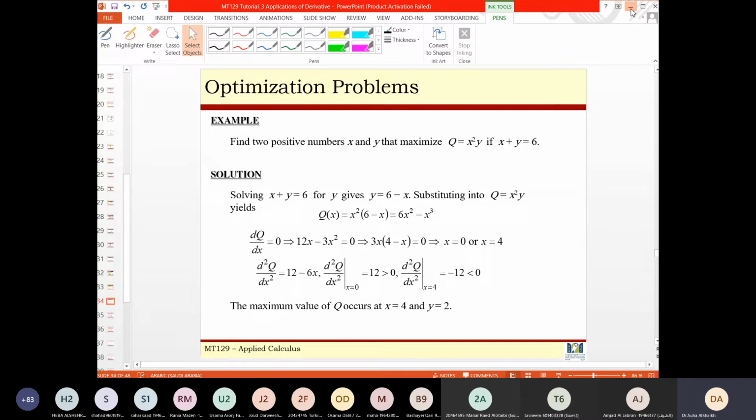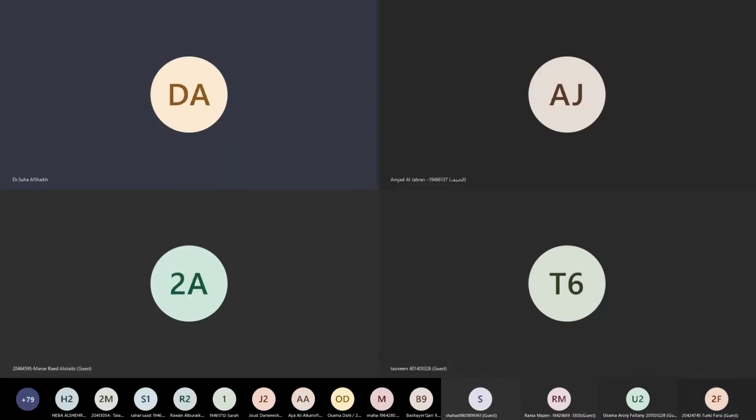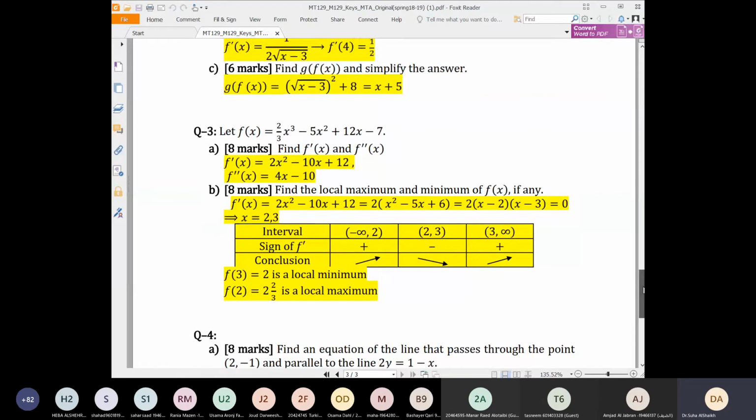I want to show you some questions that come in the exam. Let me show you some questions that came before. Check this question, for example.